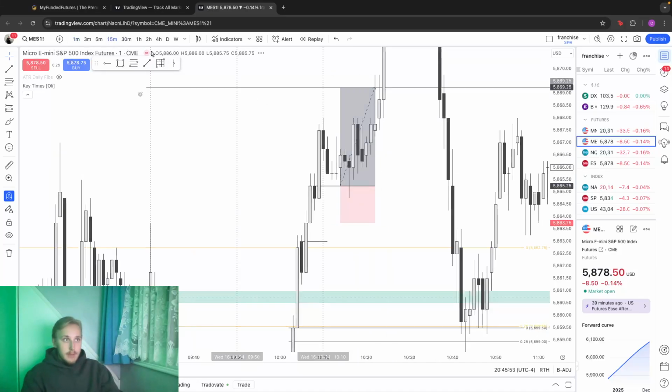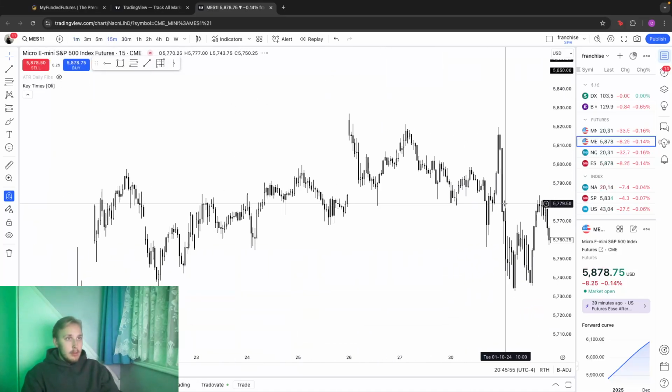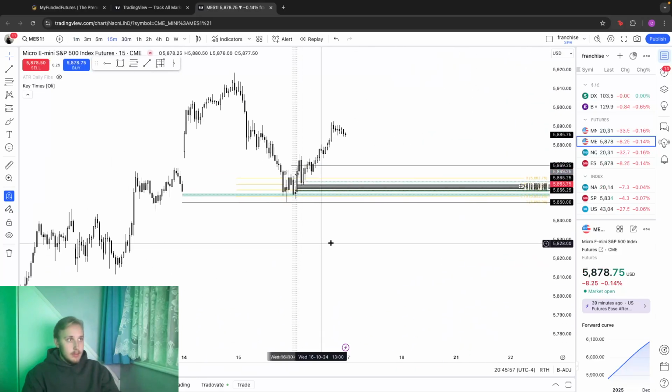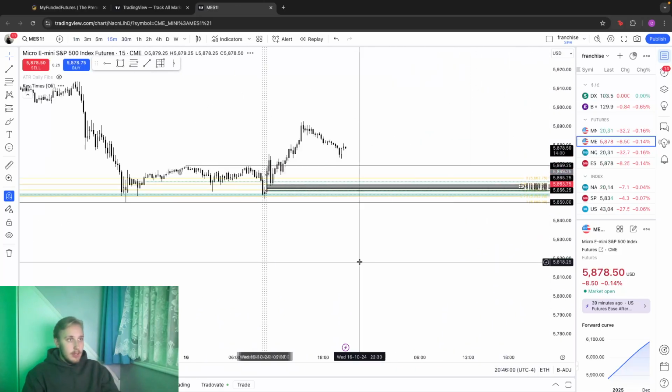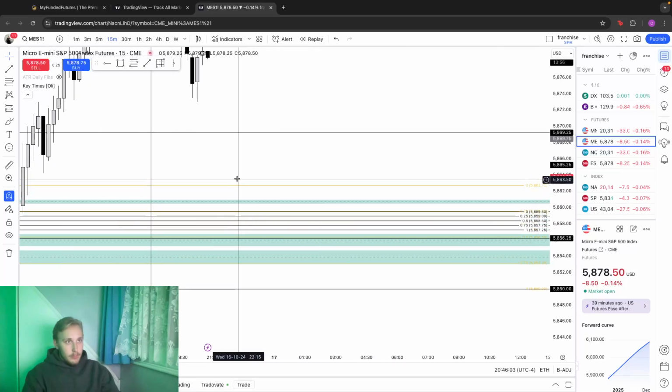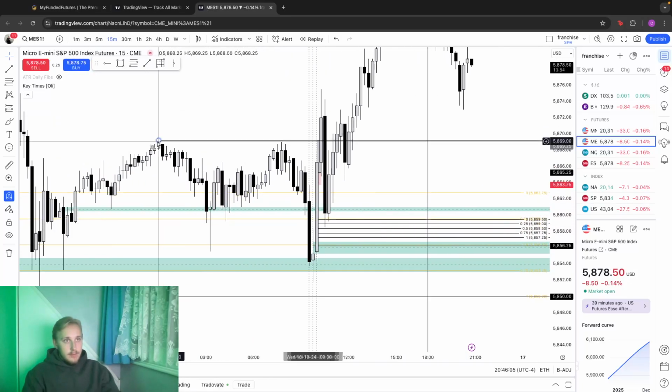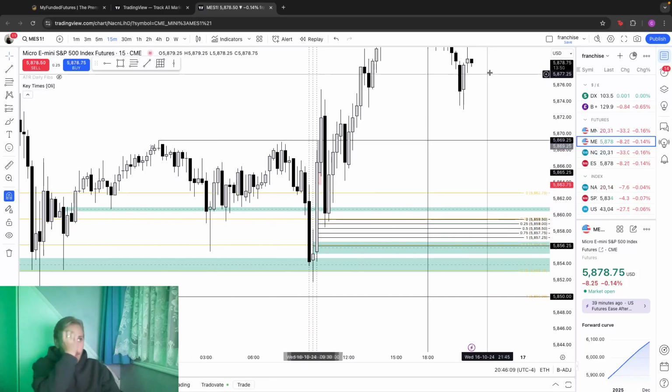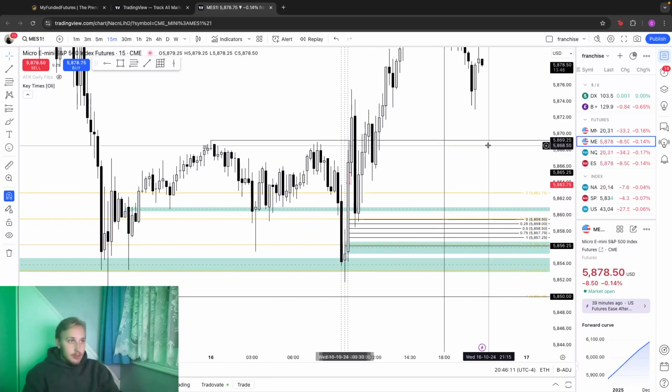And our target for today was these equal highs. If you go on electronic trading hours, you can see these 15-minute equal highs right here. Was way too clean of a draw on liquidity.